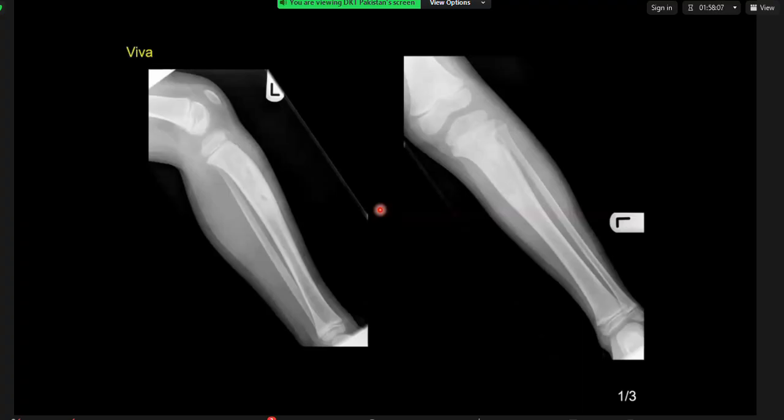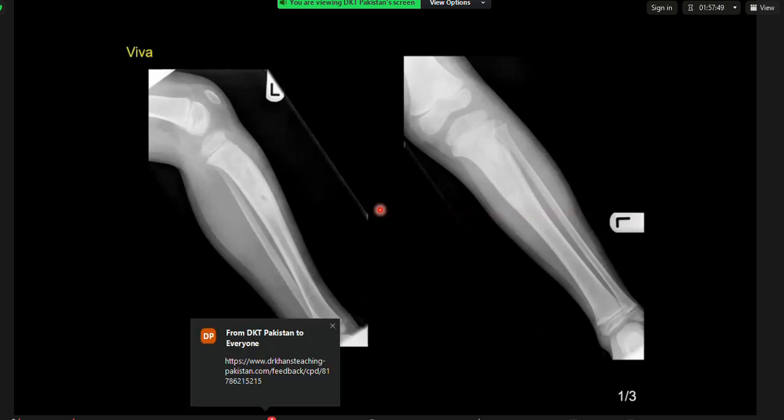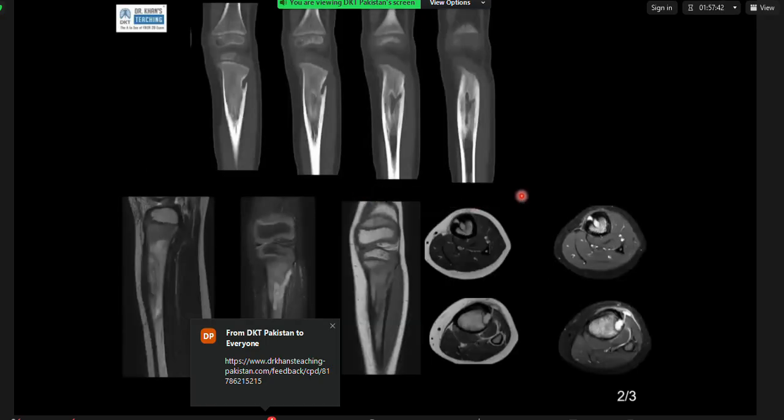So again, appearances are those of an aggressive process, considering the wide zone of transition of the changes. My differential diagnosis would include infection, Ewing sarcoma, and maybe Langerhans cell histiocytosis. I don't think the lesion is intracortical, so I'm keeping osteoid osteoma out of the differential. CT and MR for you.